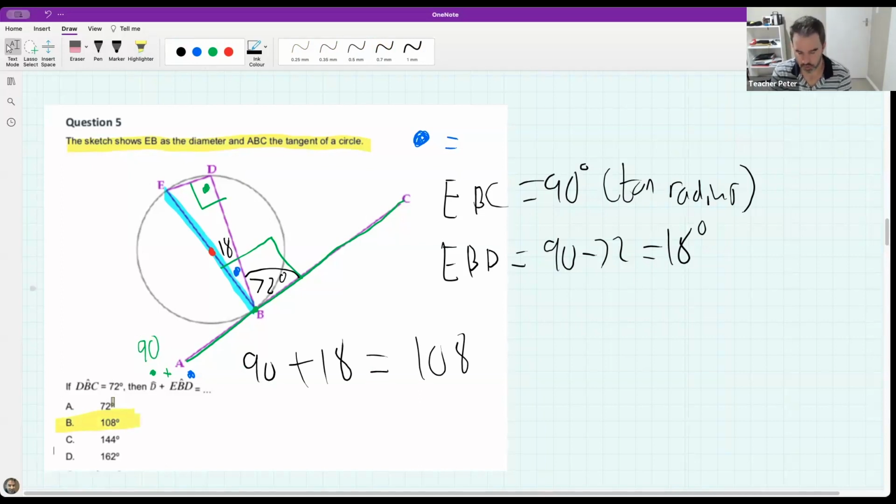All right, so that is an example of how we can use some of the tangent theorems together with the theorems that you've been learning about so far. But we've reached our halfway point, so it's important we take care of our brains and our bodies so that they are in tip-top shape for the second half of the lesson.